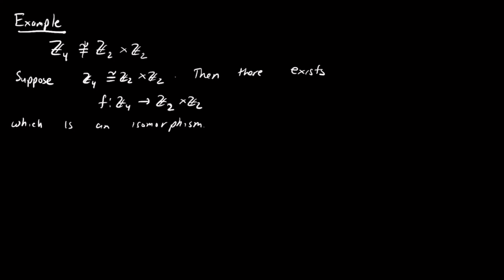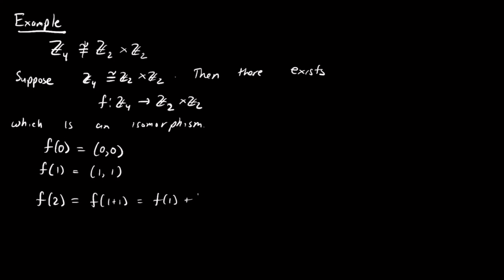Okay, so what do we know about this isomorphism? We know that f of 0 must be the 0 element, and since Z4 has a multiplicative identity, and we know Z2 cross Z2 has a multiplicative identity, they must map to one another as well. But we run into a problem pretty quickly, right? We're going to notice that f of 2, if this is an isomorphism, has to be f of 1 plus 1. So this is f of 1 plus f of 1. And what do we end up with? We end up with 1, 1 plus 1, 1. And so we end up with 2 comma 2, but this is 0 comma 0.